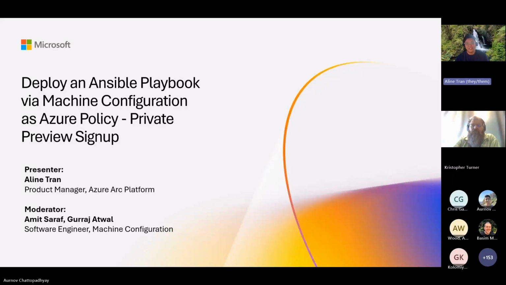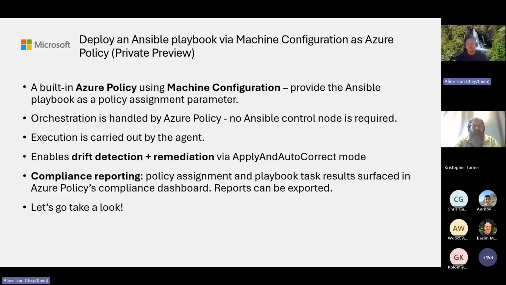Hello. As Arnav mentioned, my name is Aileen. I'm one of the Azure Arc Platform PMs, and moderating the chat today we'll have Amit and Garaj, who are lead engineers for this new Ansible Playbook policy capability that uses machine configuration to deploy the Ansible Playbook on your Azure and Arc VMs. All right, so let's get into it.